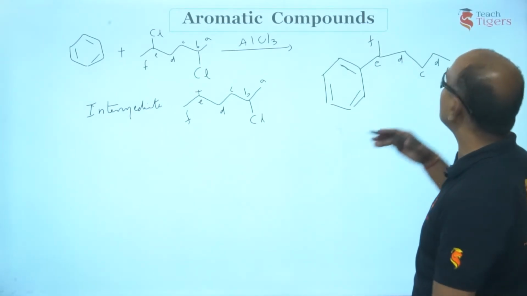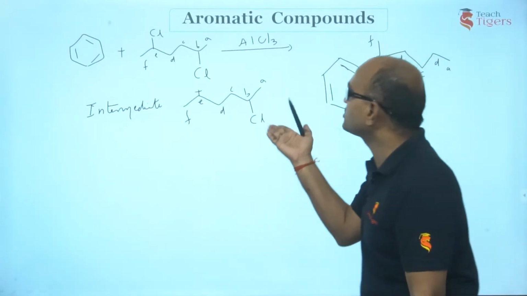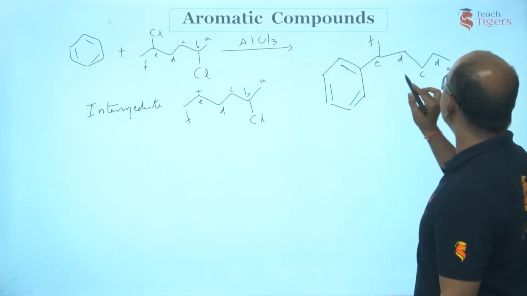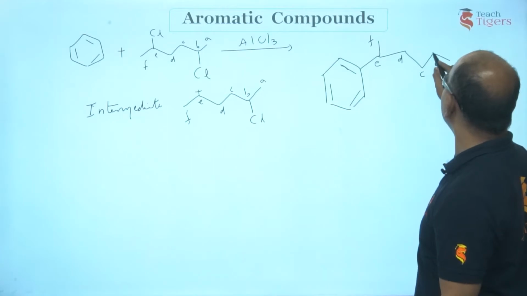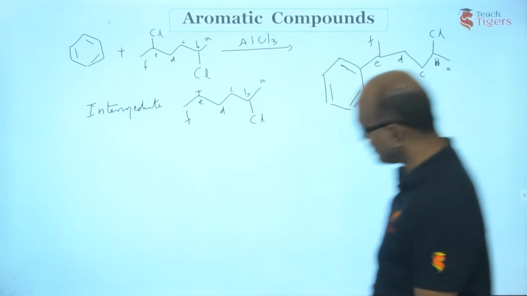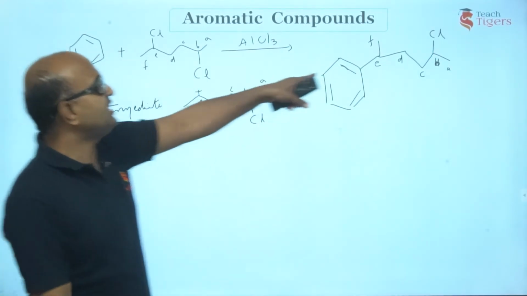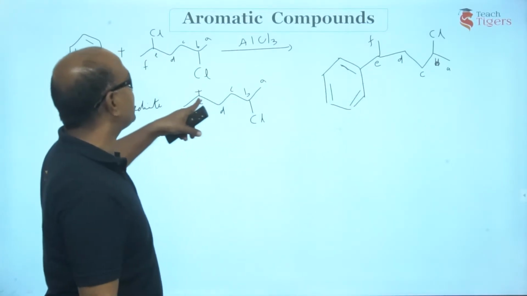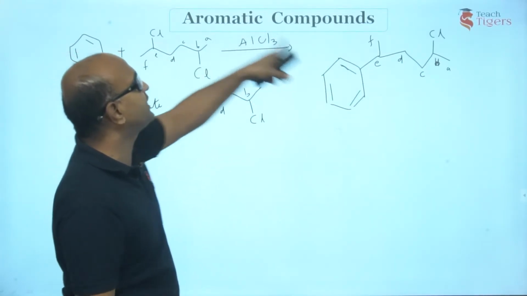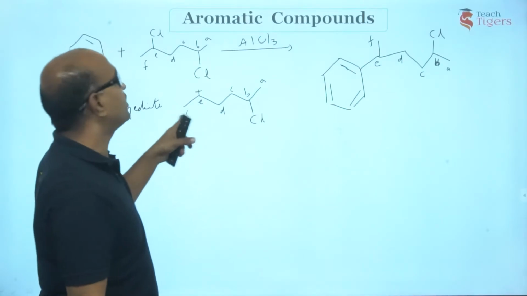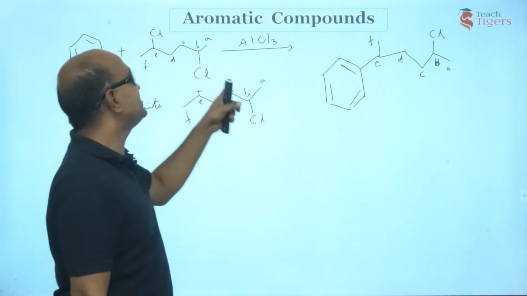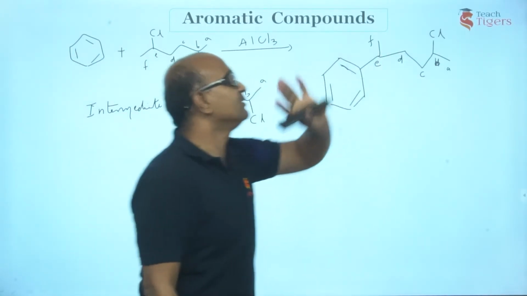Now you are sure where to attach chlorine. Where to attach chlorine? It is present on B. So this is atom B. I'll attach chlorine here. Just see what I have done. E is this atom with positive charge. It is going to attack this benzene ring. E is bonded to F. This is D, C, B, A. Now what do I do?